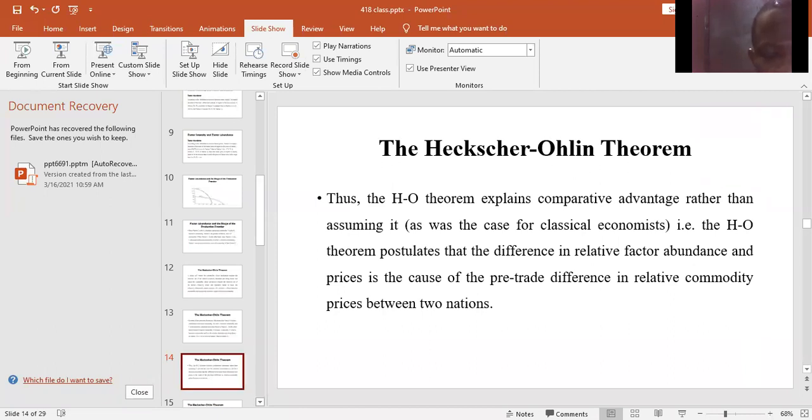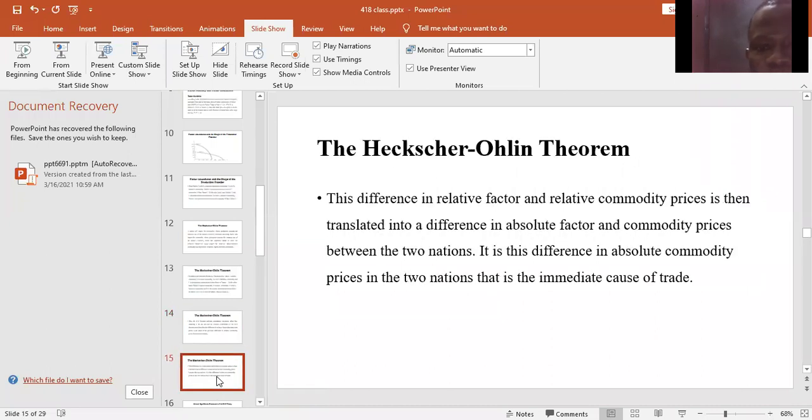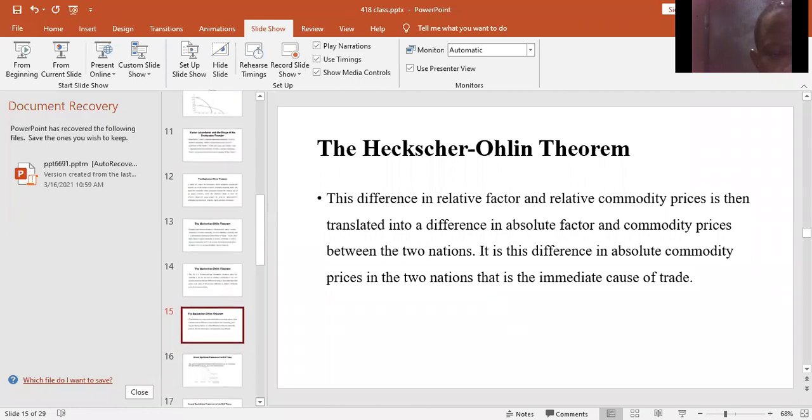And this is something we have to be very familiar with. But we have a paradox that provides an exception to this explanation. This difference in relative factor and relative commodity prices is then translated into differences in absolute factor and commodity prices between the two nations. And this is just a follow up to what we've discussed.